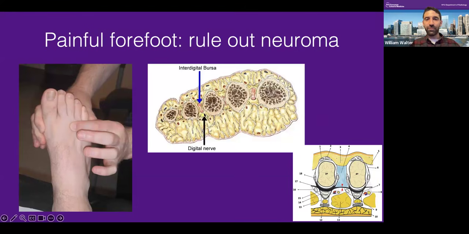So the digital nerve here passes along the plantar interspace between the metatarsal heads. There's also a bursa that lives slightly more dorsal to the nerve, and we'll look at that anatomy in a little more detail in our case. But this diagram is also showing this. This is the transverse intermetatarsal ligament here, which delimits the bursa between the metatarsal heads from the plantar soft tissues, which contain that proper digital neurovascular bundle.